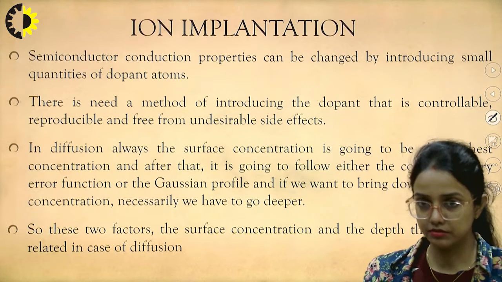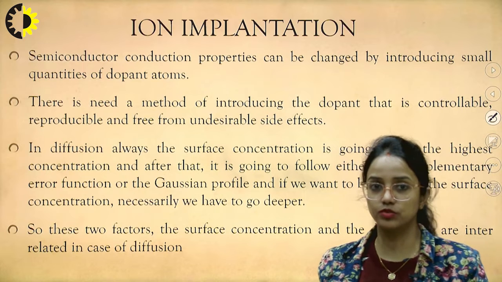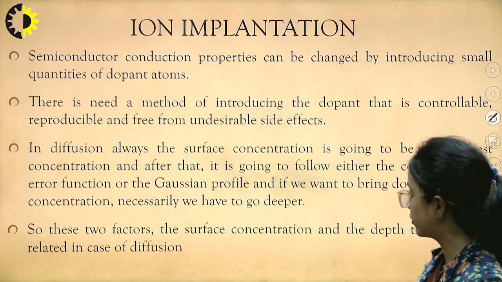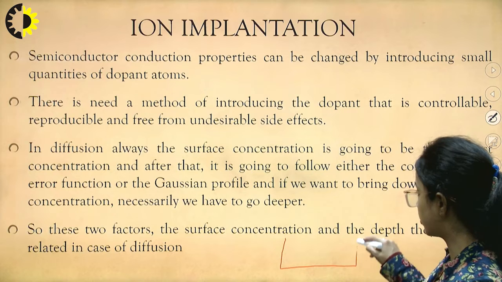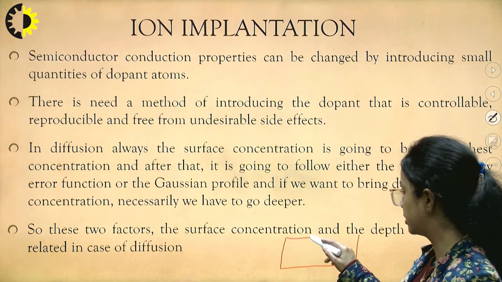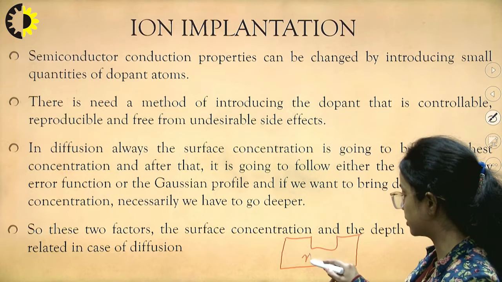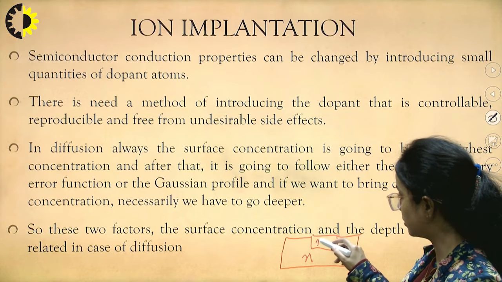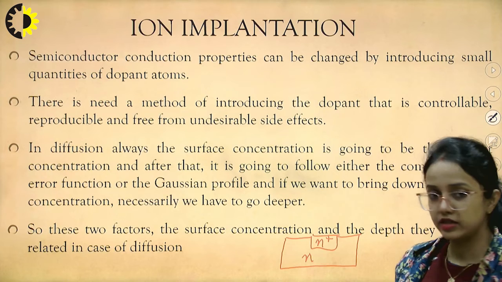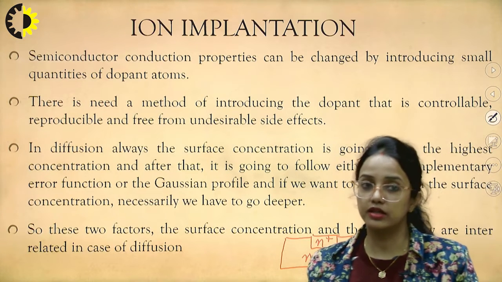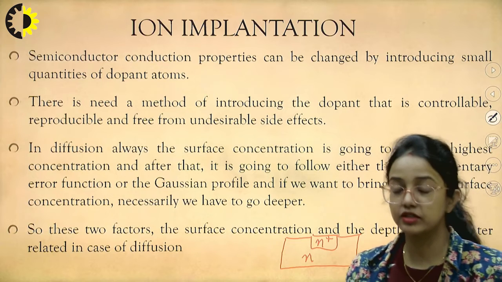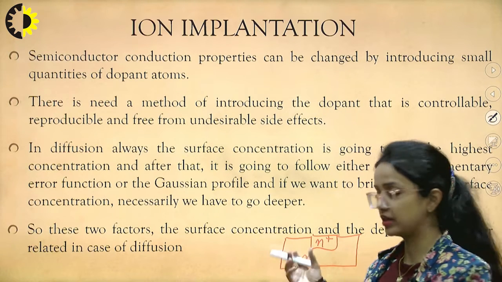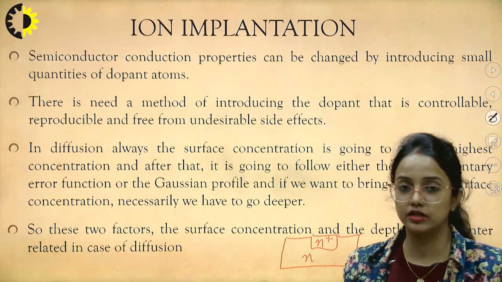So, ion implantation: a semiconductor's conduction properties can be changed by introducing a small quantity of dopants. How can we change the semiconductor conduction properties? Let's say we have an n-type substrate here. Now, we want to change the semiconductor conducting qualities. We can make it n plus. So, that well is created and that well has different conducting properties than the parent lattice. So, the parent is n and the well is n plus.